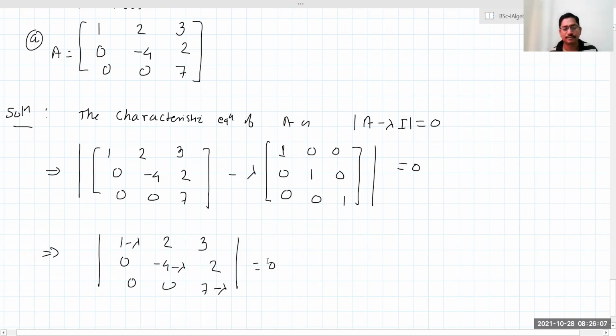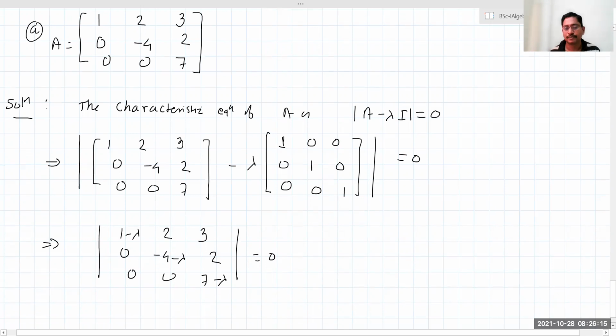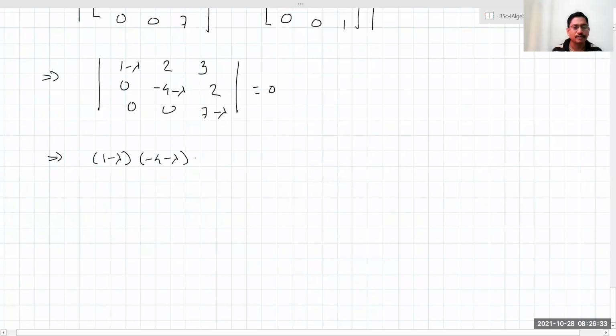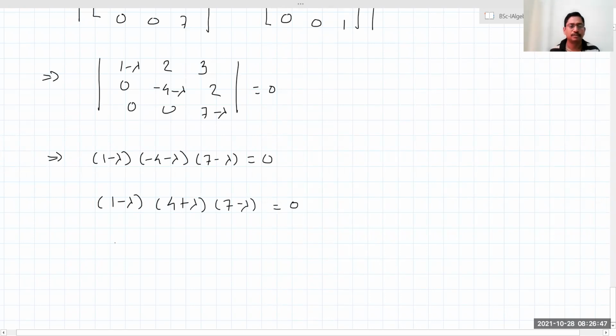Can you tell me the determinant of this? The determinant of a triangular or diagonal matrix, upper or lower triangular, is just the product of the diagonal. So I can write this as (1 minus lambda)(minus 4 minus lambda)(7 minus lambda). Taking the minus sign common, (1 minus lambda)(4 plus lambda)(7 minus lambda) equals 0. This is what we have to solve. What is the product of this?